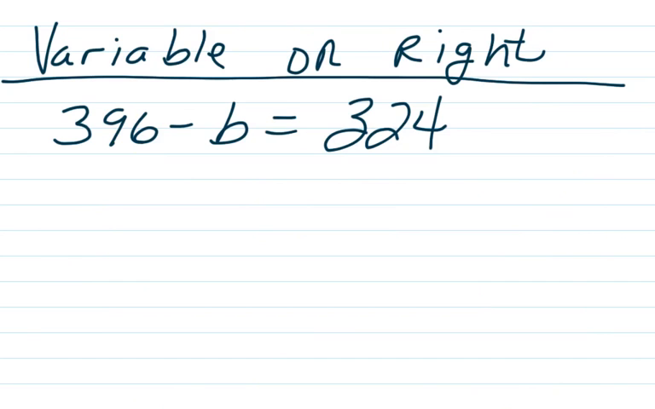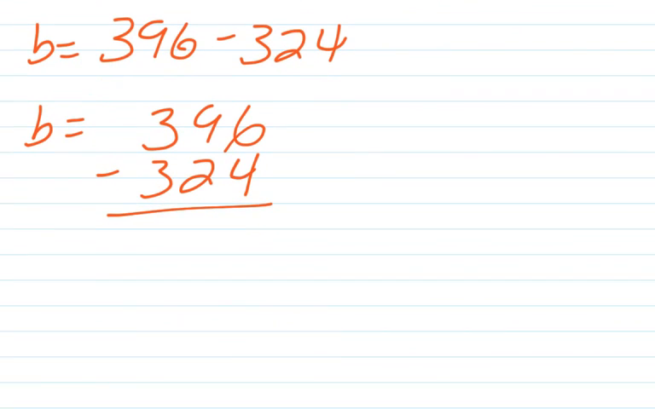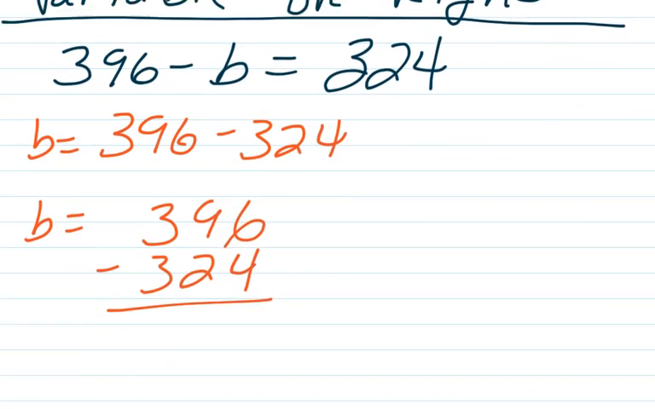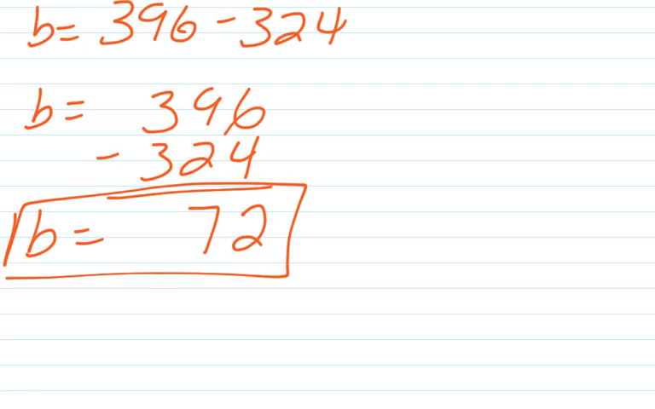Now, next page. This time our variable is on the right. We're going to go through, and since it's telling us to subtract, we're going to try to subtract first. So, B equals 396 minus 324. You already know how I like to do it. That's going to give me 2, 7, no regrouping is necessary. B equals 72. Alright, so now I'm going to try it.